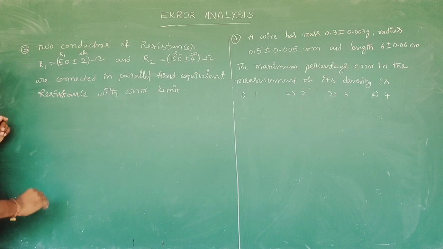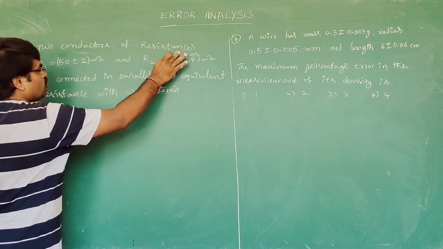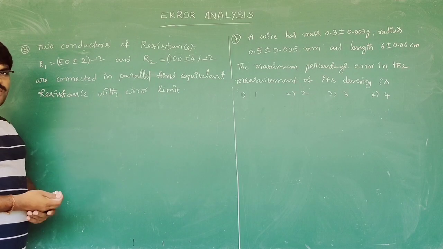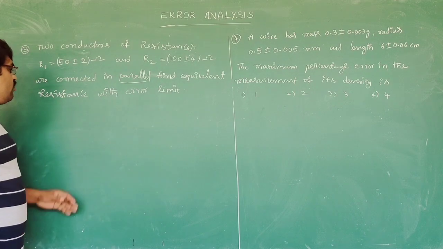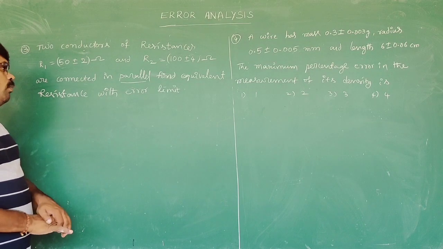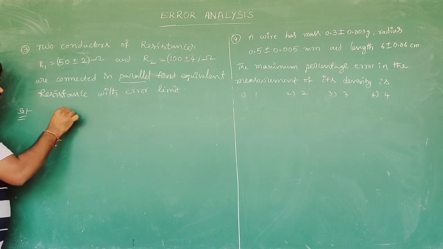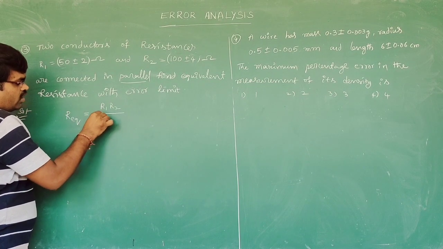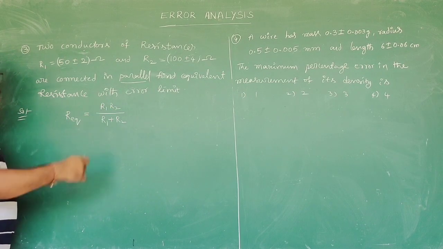Now, the third one: two conductors of resistance R1 = 50 ± 2 ohms and R2 = 100 ± 4 ohms are connected in parallel. Find the equivalent resistance with the error limit. In the previous question we did series. Now the parallel combination. You know when resistances are connected in parallel, the equivalent resistance formula is R1 R2 by R1 plus R2.